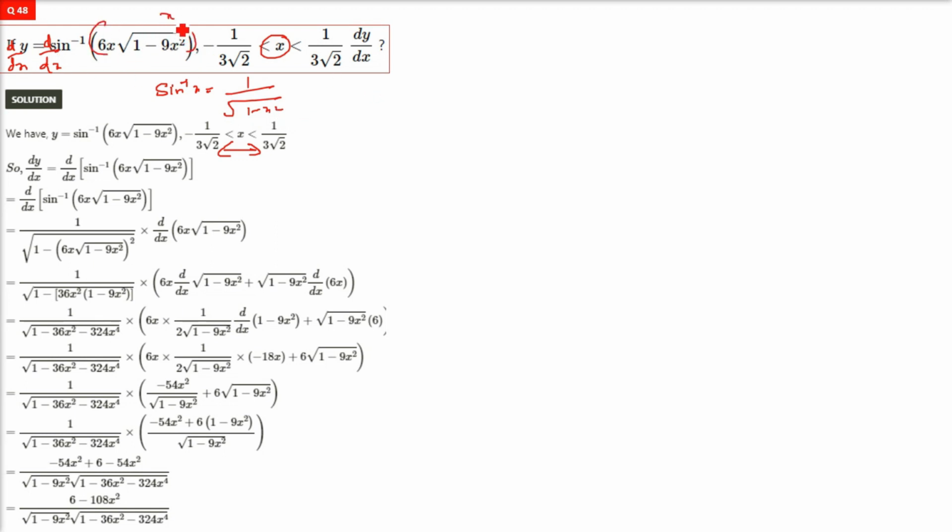So this whole, assume it to be x or theta. So 1 by under root 1 minus the square of the total term, 6x root 1 minus 9x square, whole square. Means square of this. So 6x whole square is 36x square. Root this will be gone. So 1 minus 9x square it will be. This is the first part.